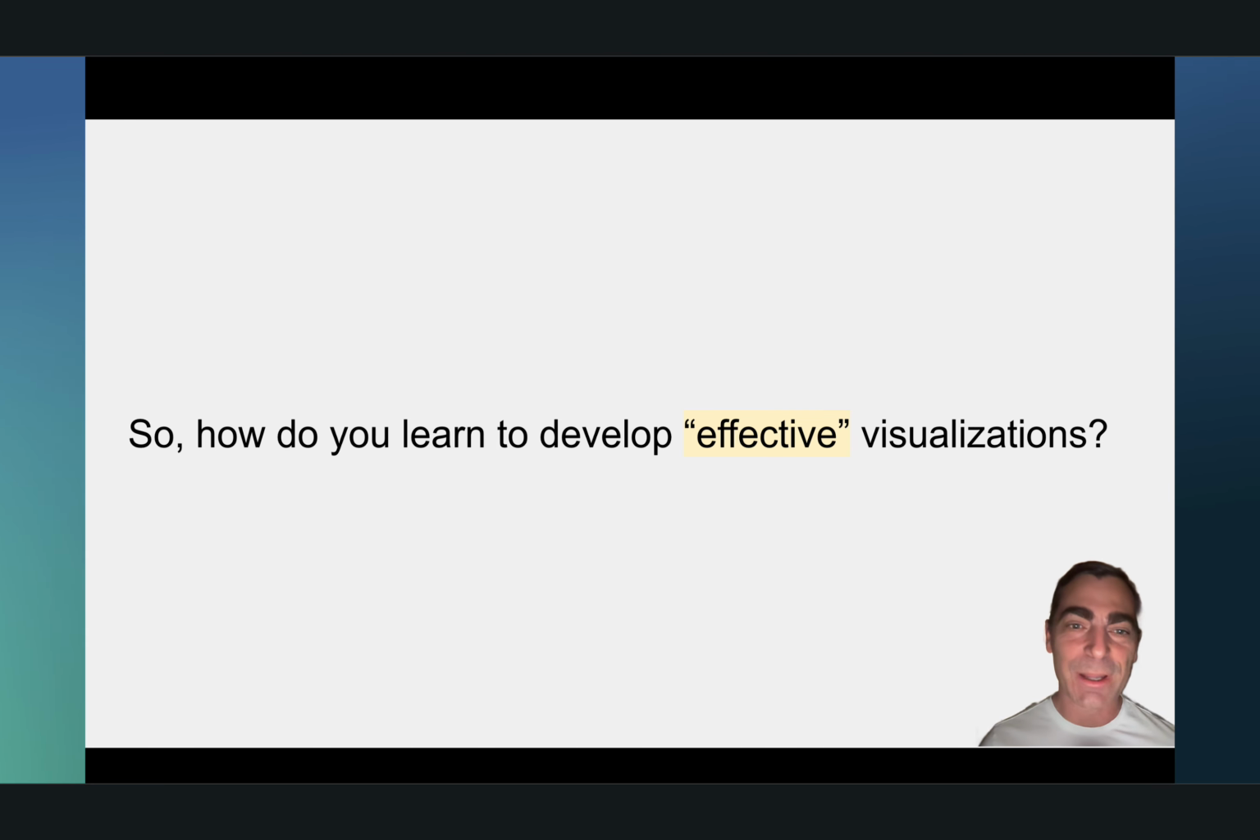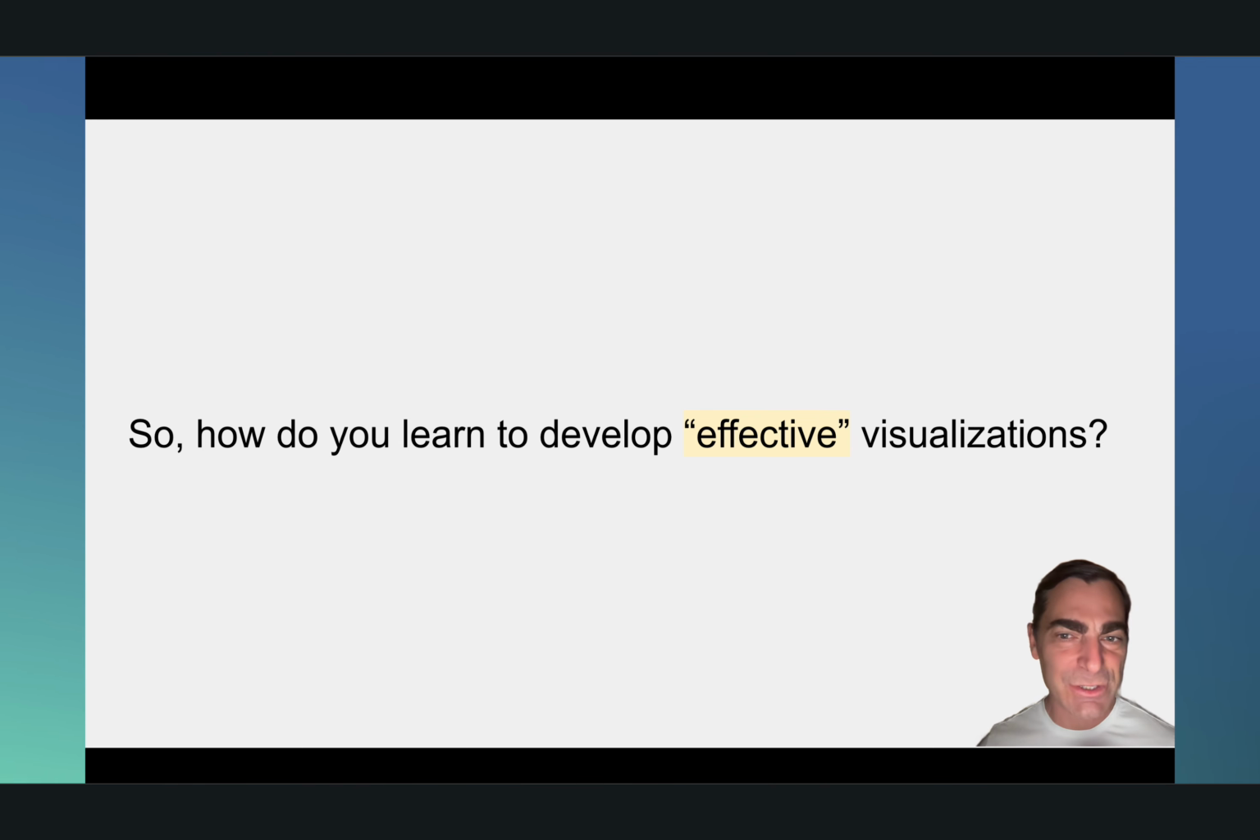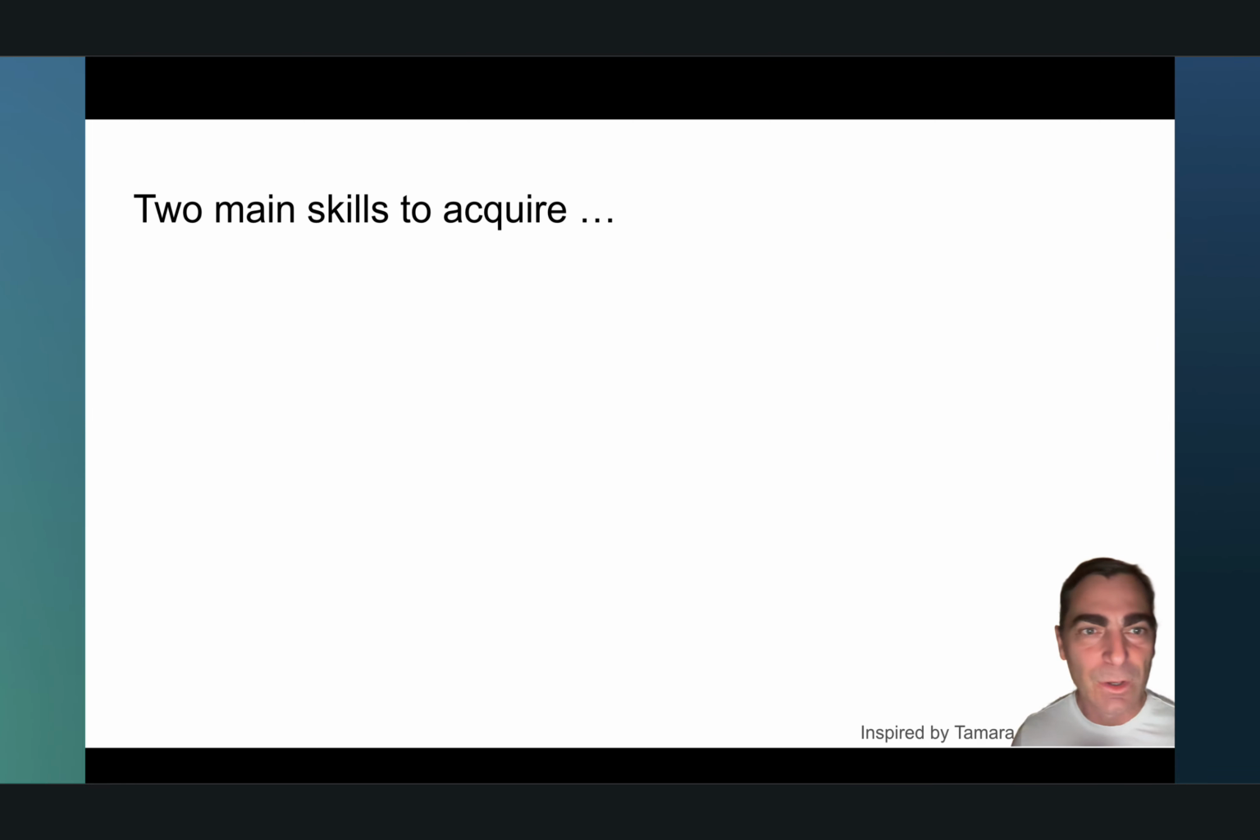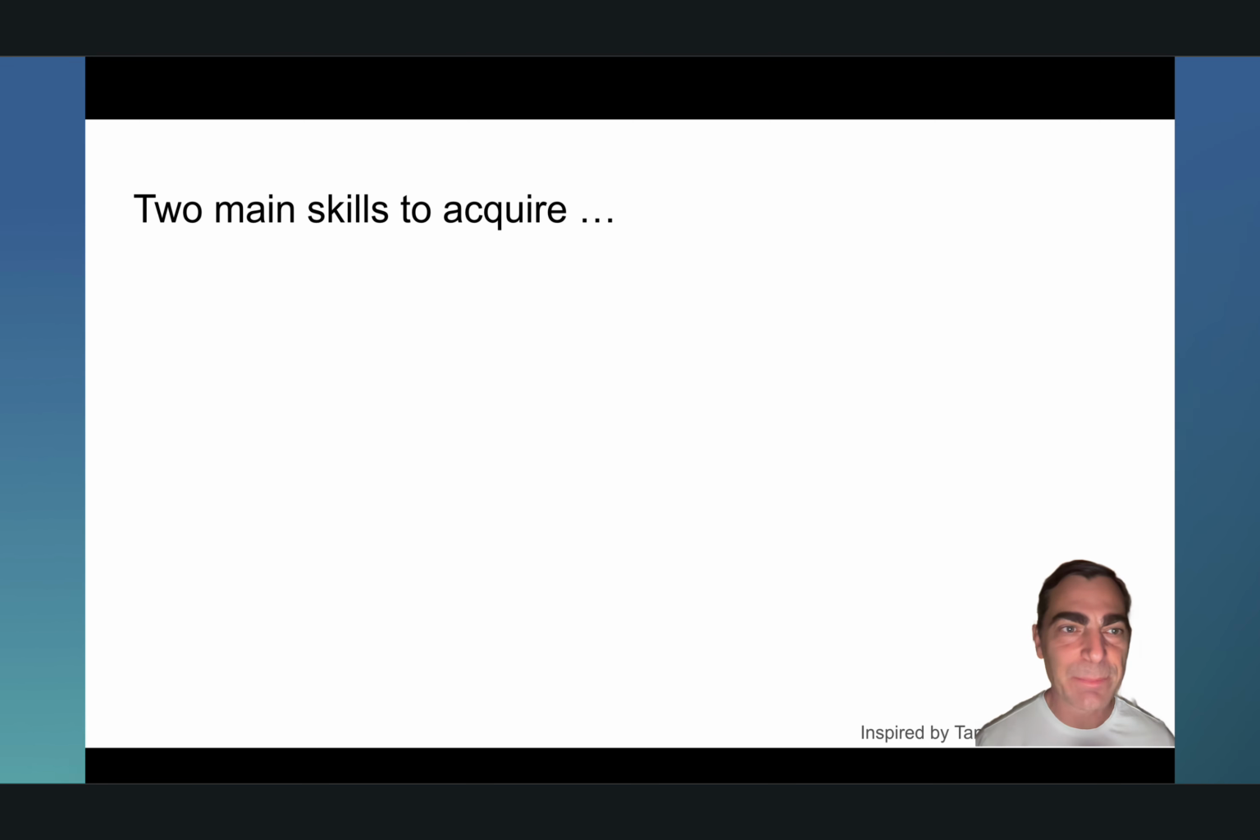And that's what I'm hoping to communicate to you during these lessons. Okay? So the key question we have to answer now is, how do you learn to develop effective visualizations? Well, I like to think about it as acquiring two main skills. And to explain that, I have to show you a little diagram.